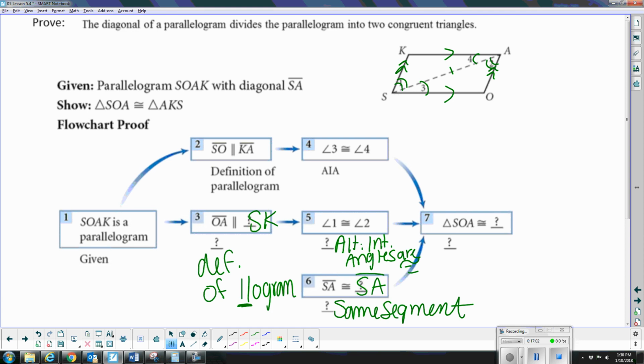SOA, this triangle right here, do it in a different color, starting at S. S is angle 3, so we want to start with the angle that's congruent to angle 3, which is A. So SOA is congruent to AKS, and that's because of angle side angle.